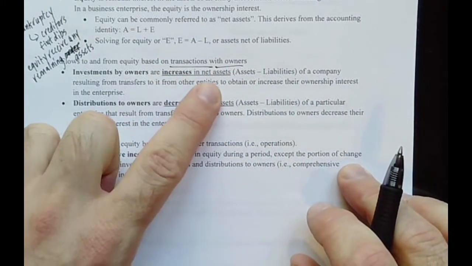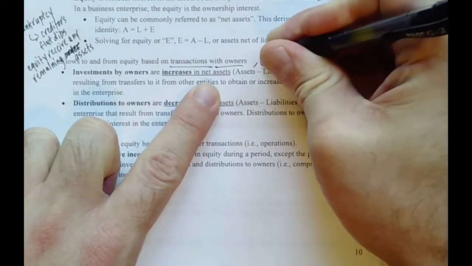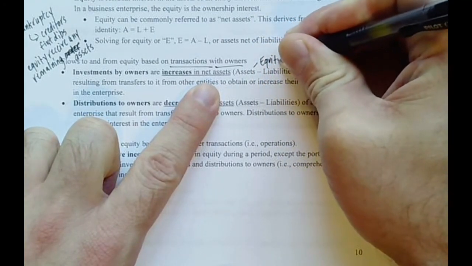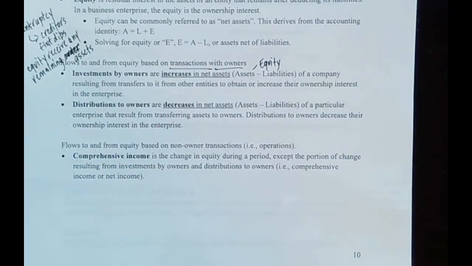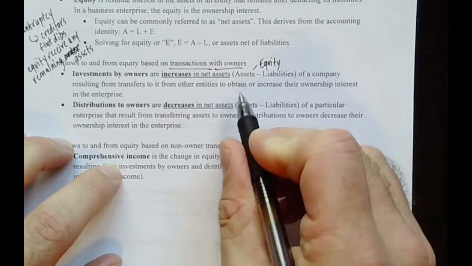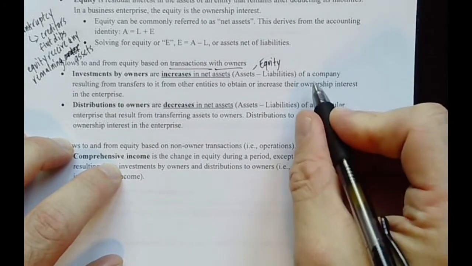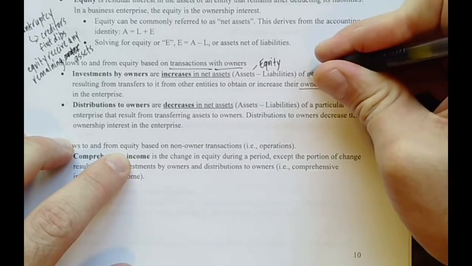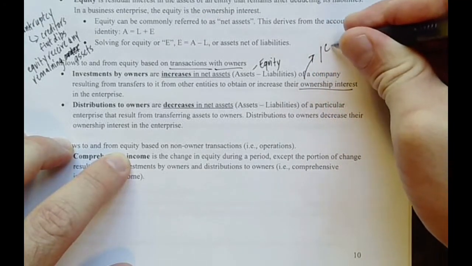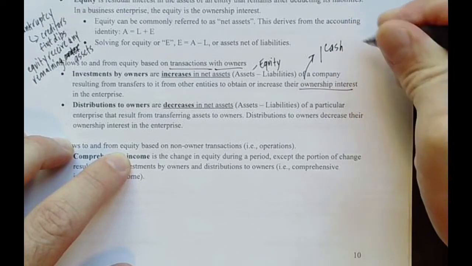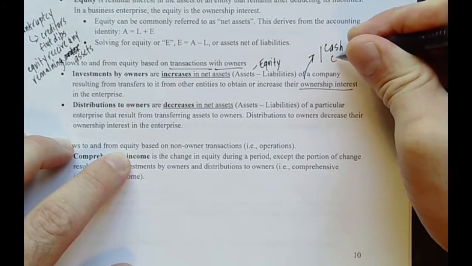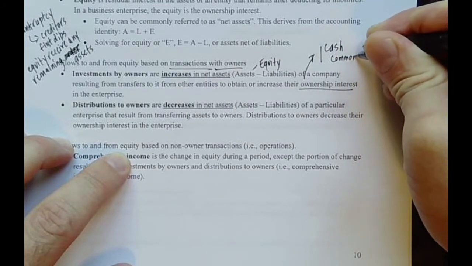If we increase net assets, and we just decided that another name for net assets is equity, that has to be something that you start to understand as interchangeable, net assets, equity, of a company, resulting from transfers to it from other entities to obtain or increase their ownership. So someone is paying the company, and as a result of paying the company, what they're receiving is ownership interest. And if we're going to journalize this piece, from the company standpoint, the company receives cash, and we're going to credit common stock or capital.